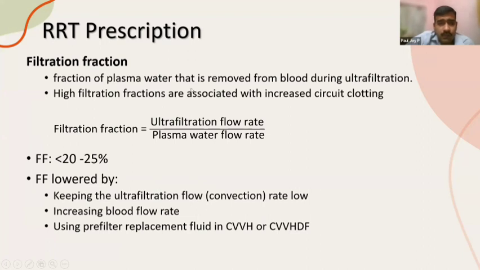A particular note of filtration fraction has to be made, because when we increase the filtration, with post-filter replacement there is an increase of filtration fraction, where the blood gets concentrated inside the filter and will lead to clotting of the filter. The filtration fraction, which is a ratio of ultrafiltration flow rate to the plasma flow rate, has to be kept less than 20 to 25%. It can be lowered by reducing the UF flow, increasing the blood flow rate, or using a higher percentage of pre-filter replacement.